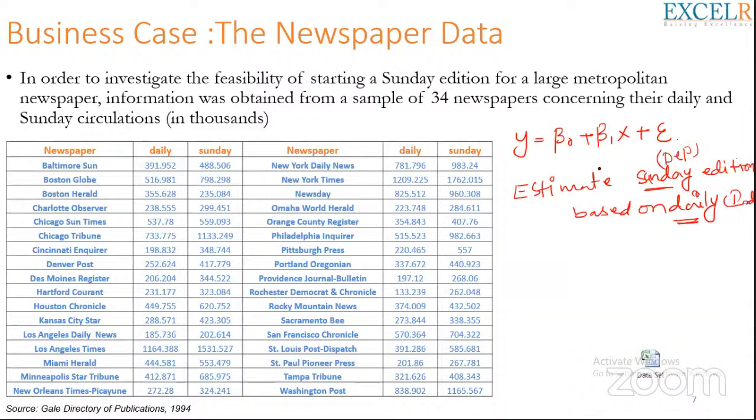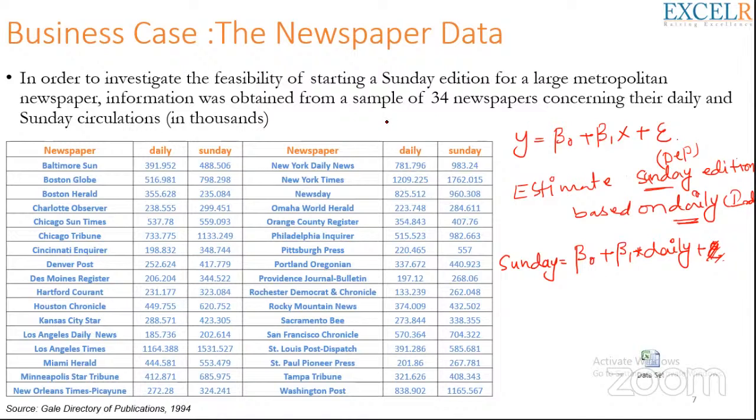Now let's plug this into the equation. Sunday equal to beta naught plus beta 1 into x. What is x? X is daily. So plus epsilon. So epsilon anyway, we cannot remove this error from the regression equation, so just ignore this error. And now my regression equation is this: Sunday equal to beta naught plus beta 1 into daily.